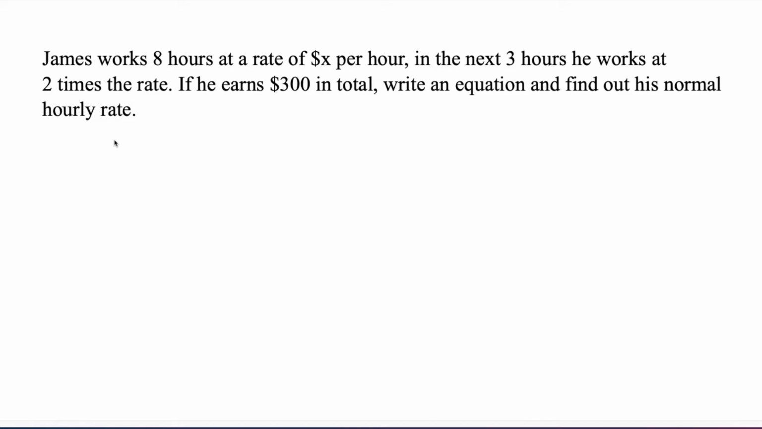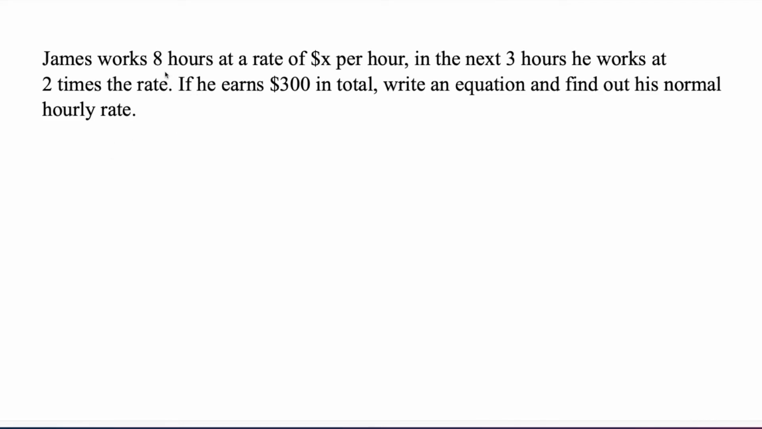James works 8 hours at a rate of X dollars per hour. In the next 3 hours, he works at 2 times the rate. If he earns $300 in total, write an equation and find out his normal hourly rate. Okay, so in this case, you have to write an equation to find out the hourly rate. That means you have to use these variables somehow to come up with an equation.